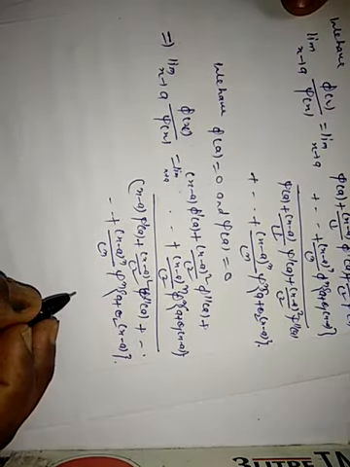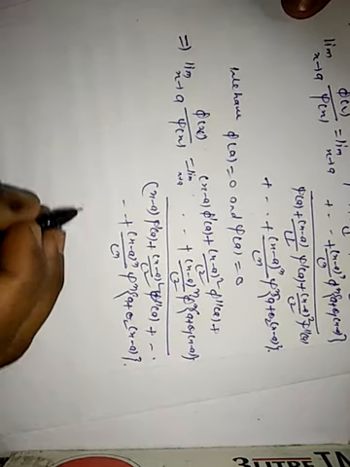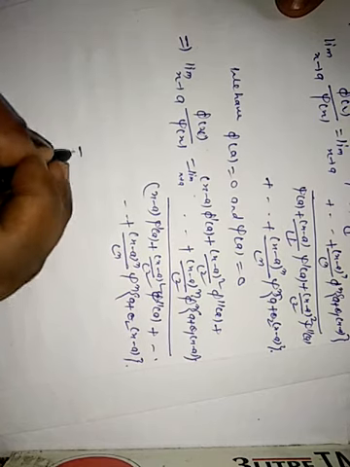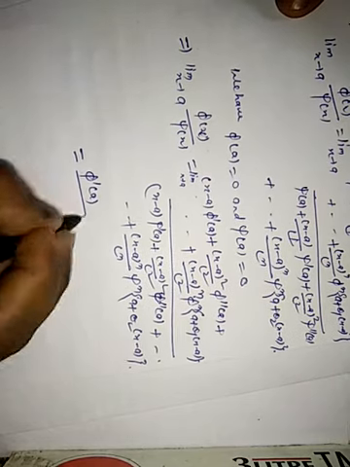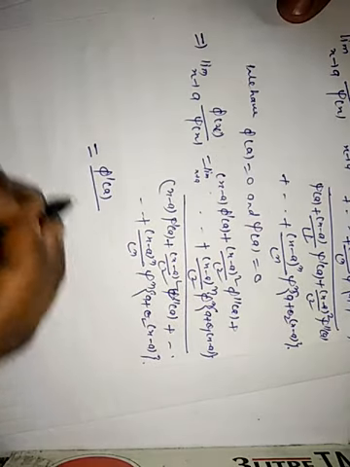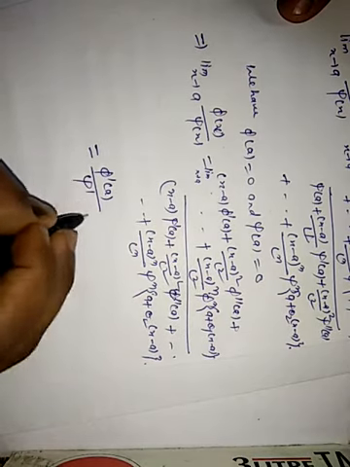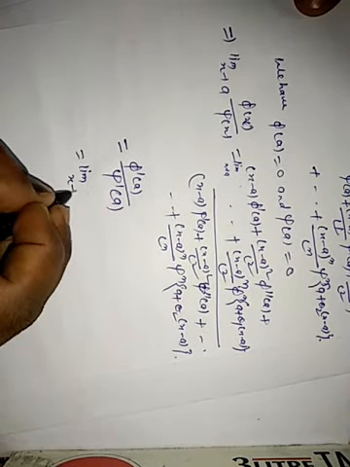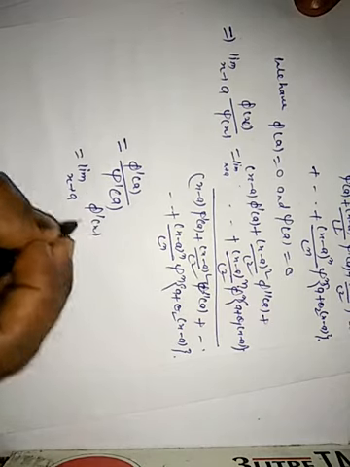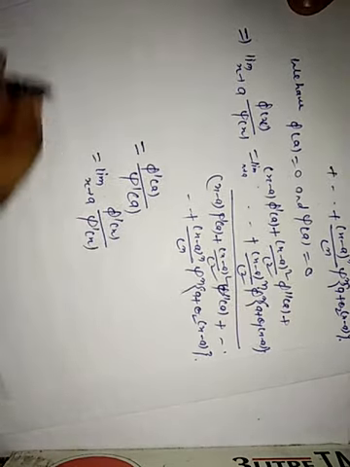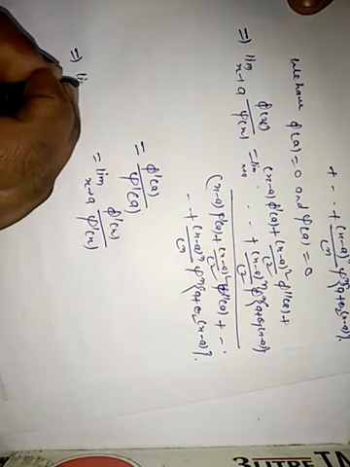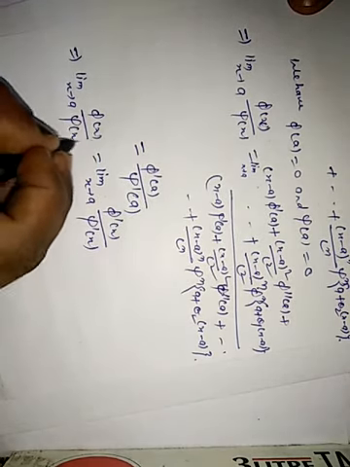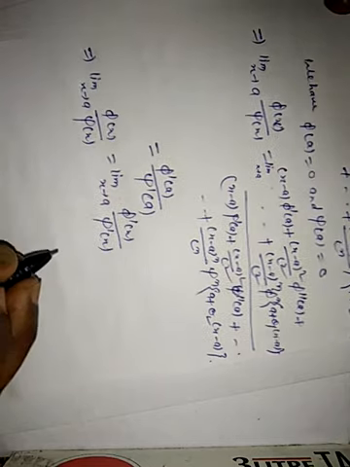We see that x minus a is a factor in numerator and denominator both, which we take common out and cancel. Putting the value x is equal to a, we have phi dash a upon psi dash a, which is equal to limit x tend to a phi dash x upon psi dash x. Hence, we have limit x tend to a phi x upon psi x is equal to limit x tend to a phi dash x upon psi dash x.